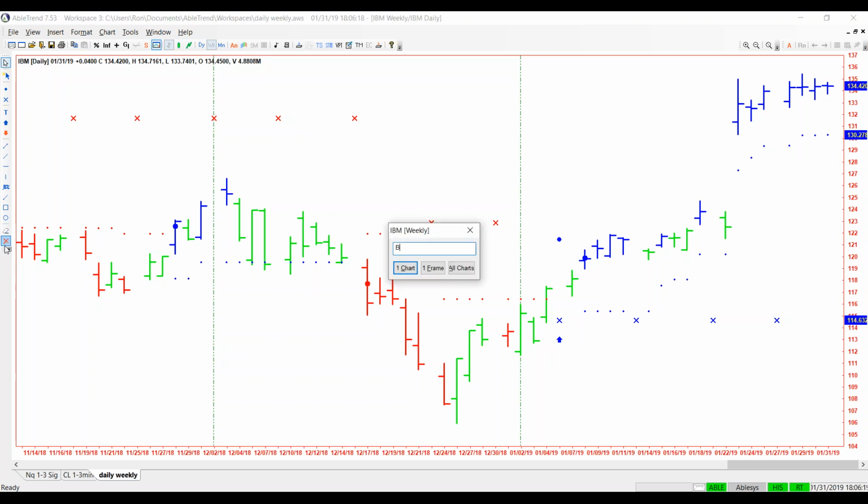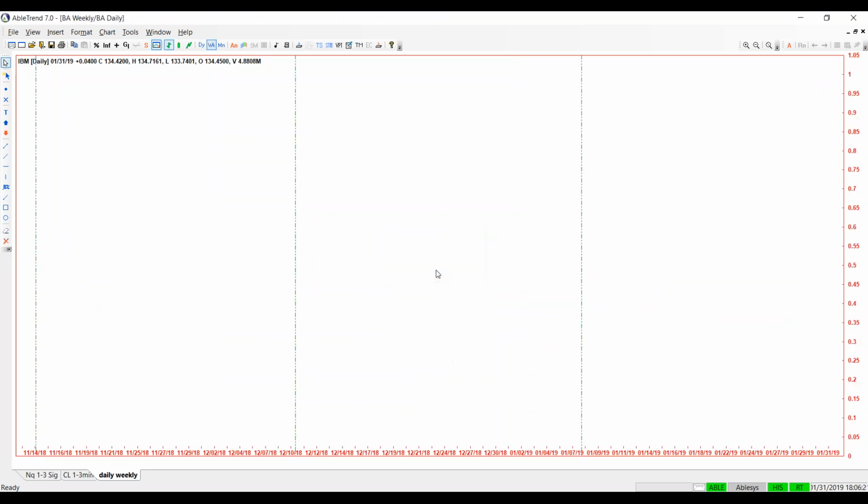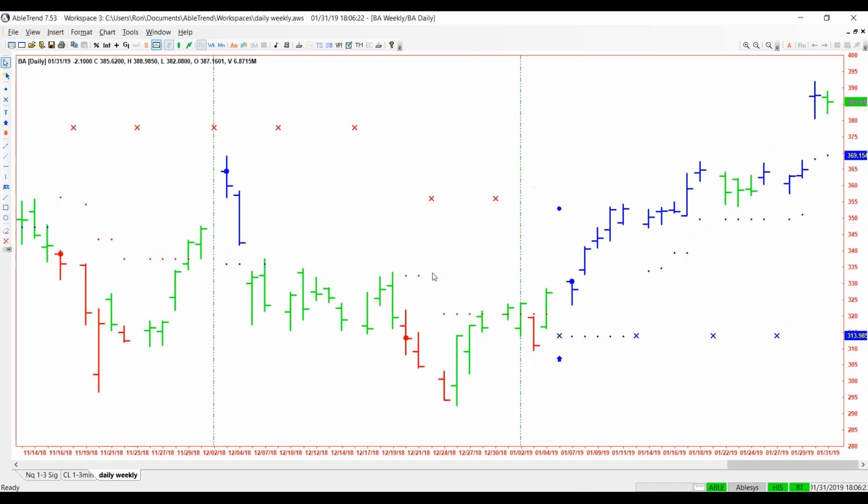Had some really good daily, weekly charts here. All I did was type BA, which is Boeing, on the keyboard, that box popped up, and I clicked one frame. That's all I did. I just clicked the symbol, which is BA for Boeing. The box popped up in the middle while I was typing. Didn't click anything, just started typing. And then I clicked one frame.